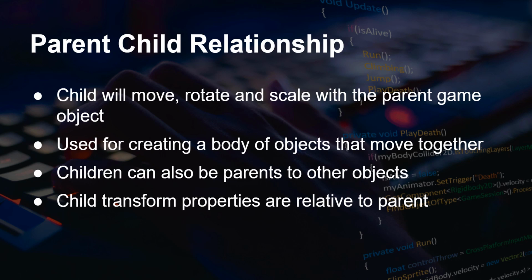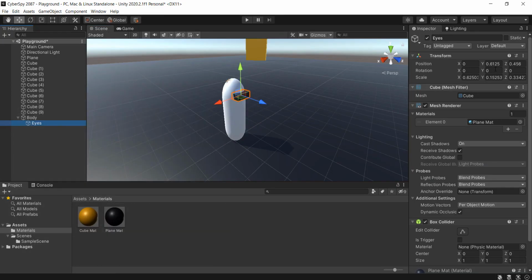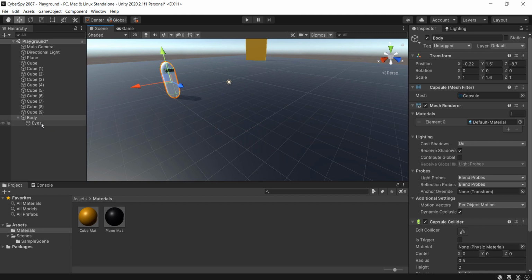So what does this mean? Let's go back. In here you can see that the eyes position is currently 0, 0.612 and 0.46. If we move the body right now, you'd expect that the position of the eyes should change. But if we go back to the eyes, you can see that the position is still 0, 0.6 and 0.4. This means that the child objects' position, rotation and scale are actually relative to the parent object that we have.